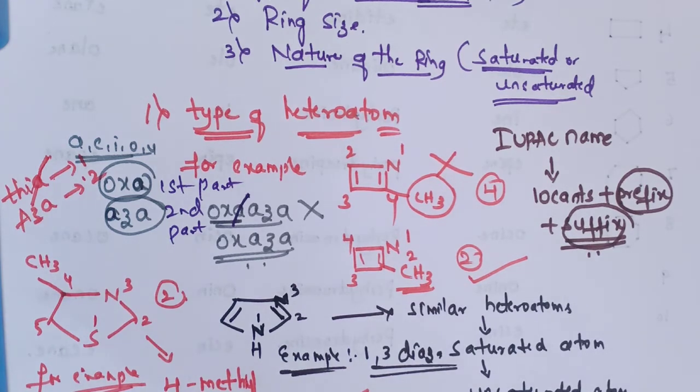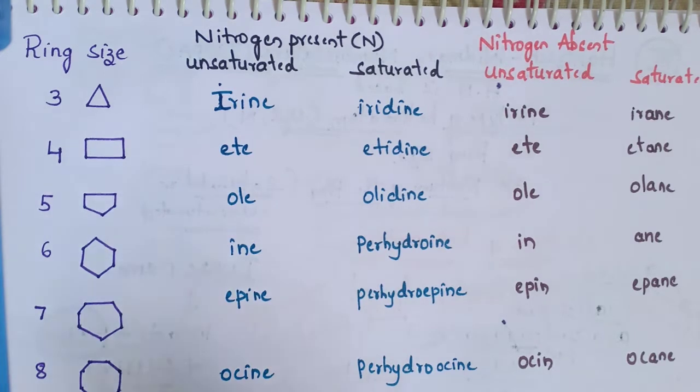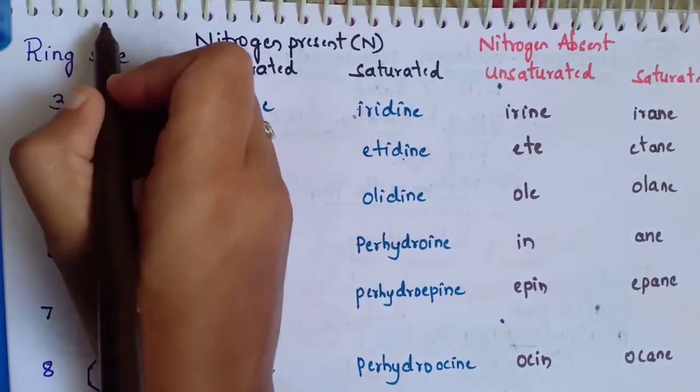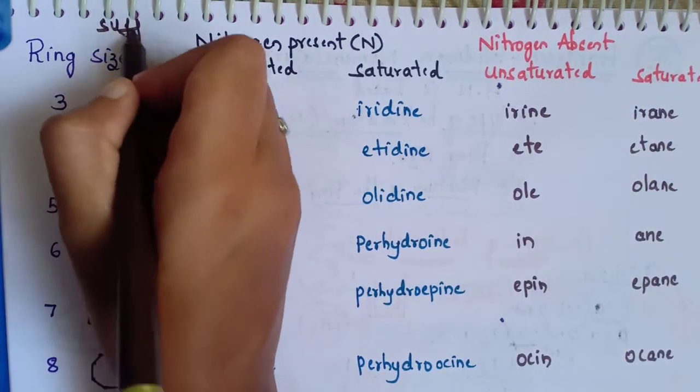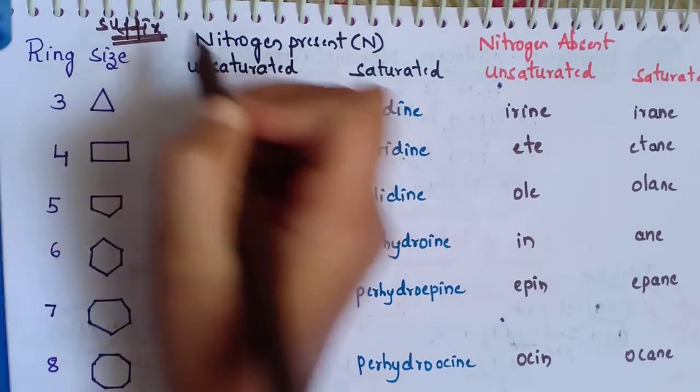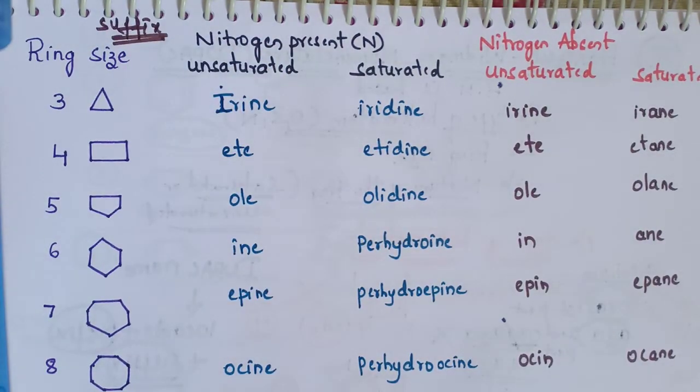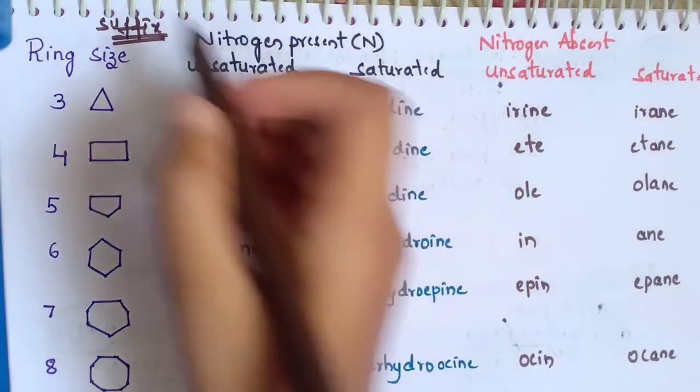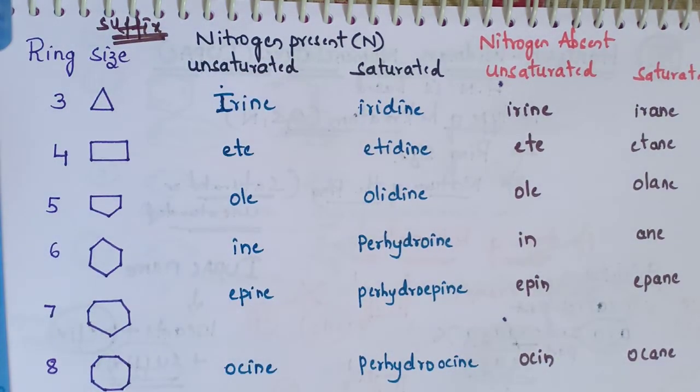Now let's study the suffixes. What suffixes should be given in this Hantzsch-Widman nomenclature? Now this is a table for the naming of suffixes. First the locants will come, then the prefix, and then the suffix. This table is named the suffix table. Based on this table only we are going to name heterocyclic compounds by the Hantzsch-Widman nomenclature.